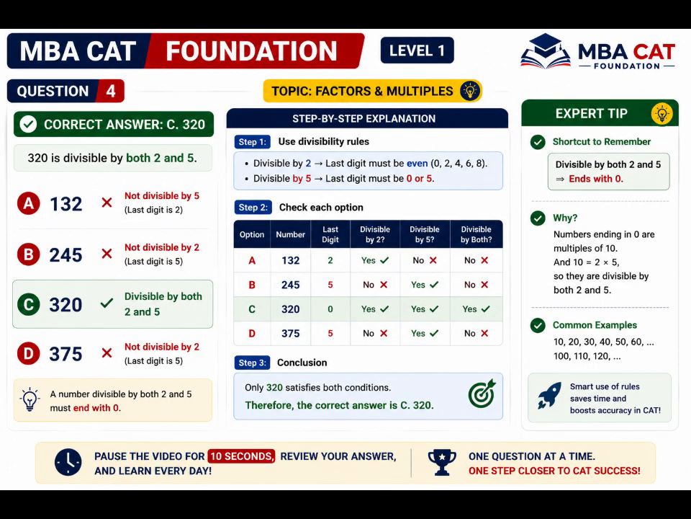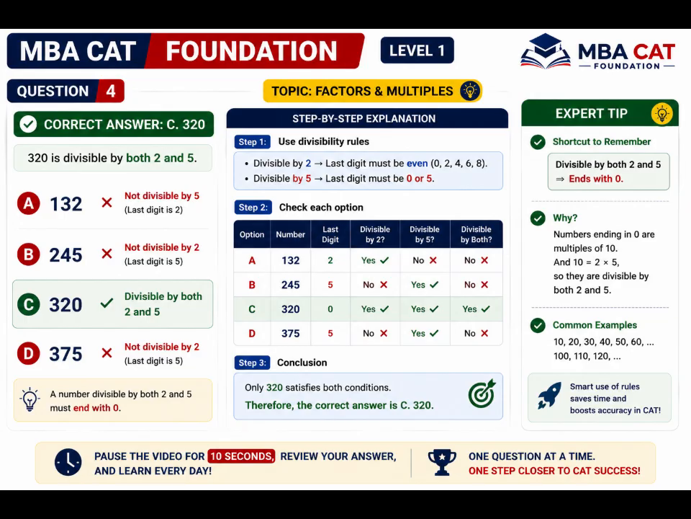Let's check the correct answer together. The correct answer is option C, 320. Let's solve this step by step. Step 1. Recall the divisibility rules. A number is divisible by 2 if its last digit is 0, 2, 4, 6, or 8. A number is divisible by 5 if its last digit is 0 or 5. Now let's check each option.